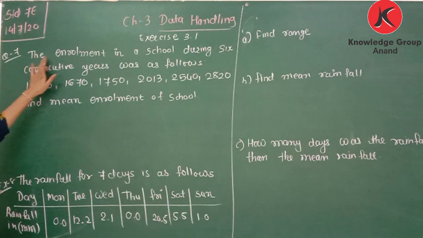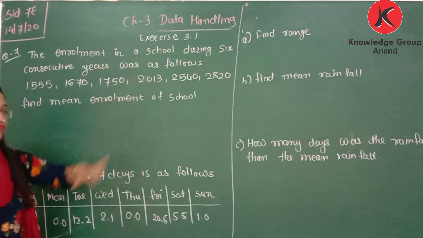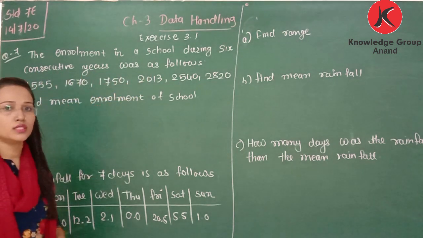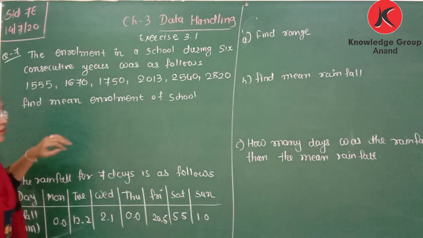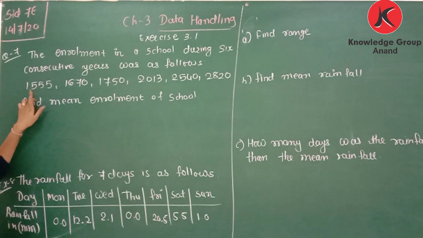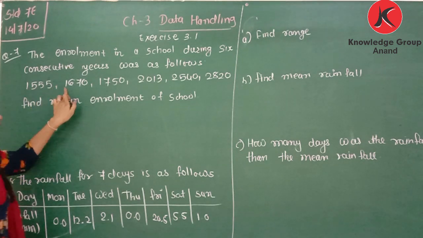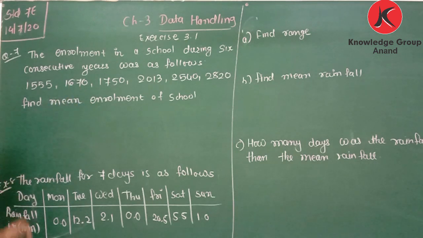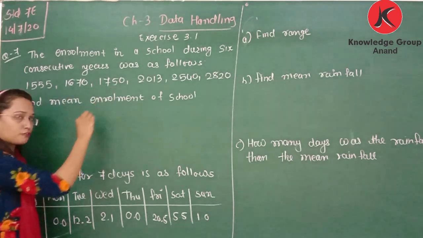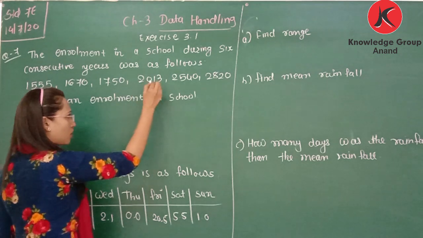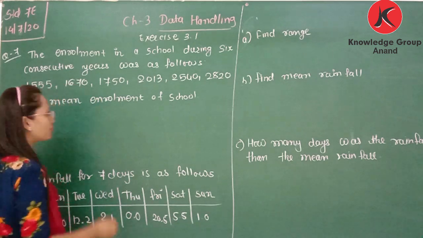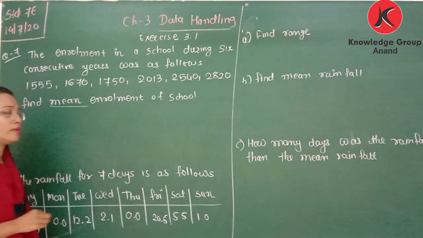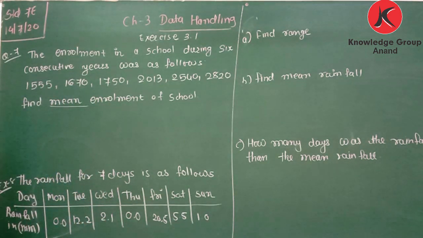So here the enrollment in a school during 6 consecutive years was as follows. The number of students in a school for 6 years are given as follows. In the first year it is 1555, in the second year it is 1670, in the third year 1750, fourth year 2013, fifth year 2540 and sixth year 2820. Find the mean enrollment of the school. Okay, that means the average of the school.